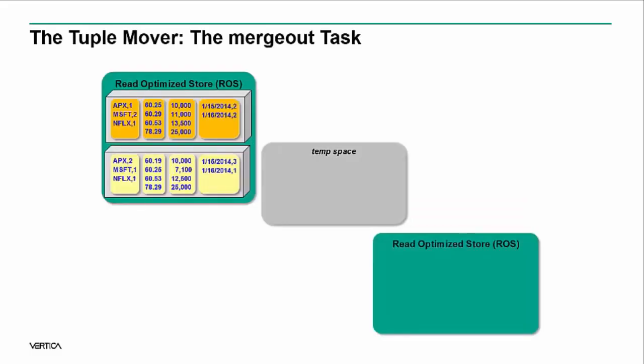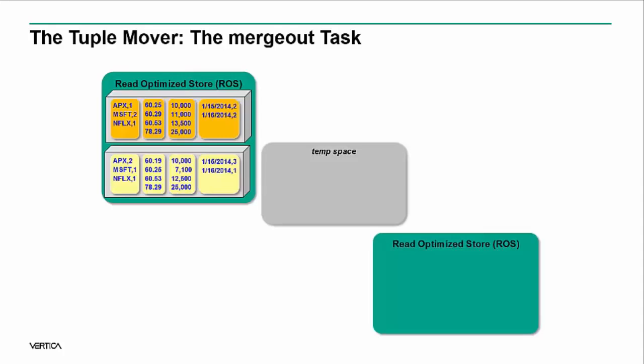Because the process of querying data from many files can be relatively slow, the mergeout task compresses multiple containers into fewer containers. This allows the queries to run more efficiently. By default, the mergeout task runs automatically every 10 minutes.